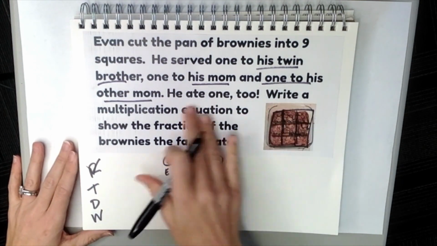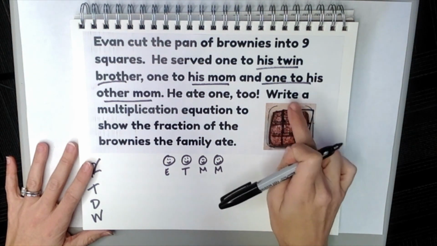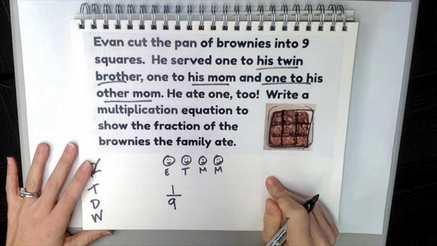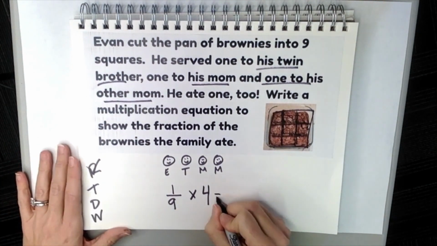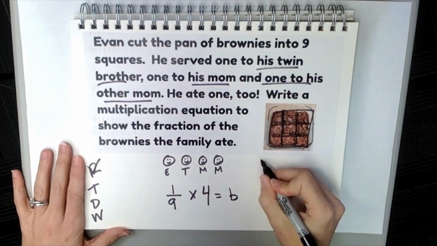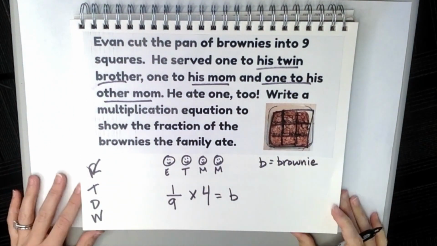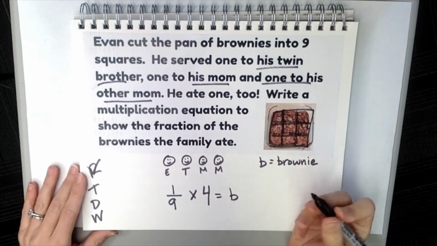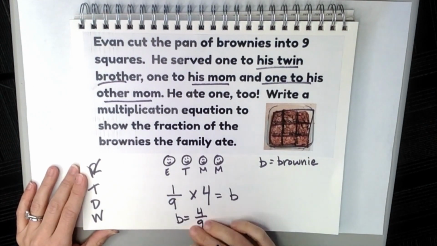Okay, so I'm going to write a multiplication equation to show the fraction of the brownies they ate. Each of them ate 1/9, because each of these parts is 1/9. So they ate 1/9 of these, and there's 4 of them. We're going to use that symbol. So 1/9 times 4 equals, and let's just put a B for brownie. B equals brownie. So we remember we multiply the numerator times the whole number, and we get B equals 4/9. They ate 4/9 of it.